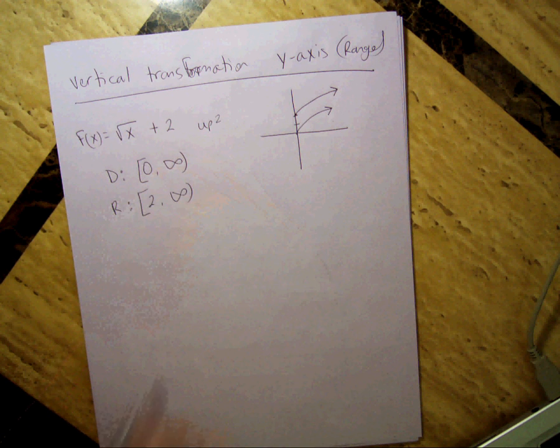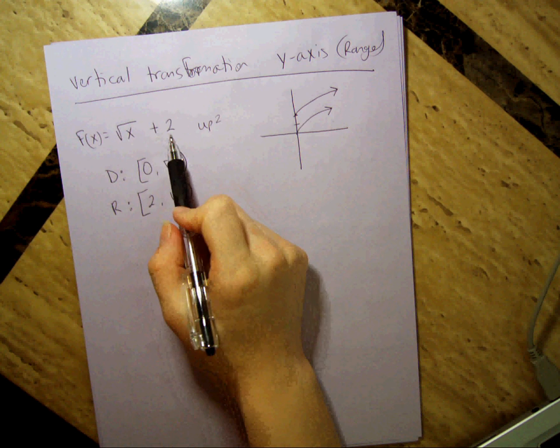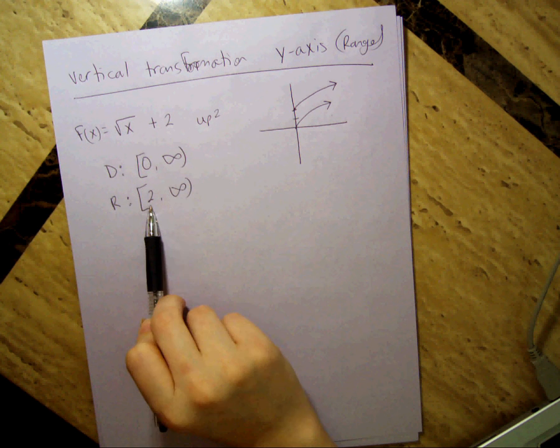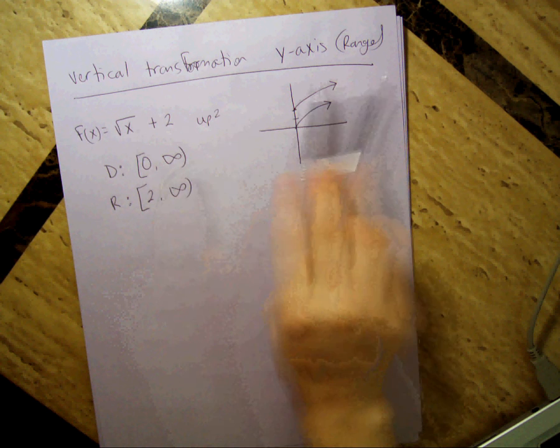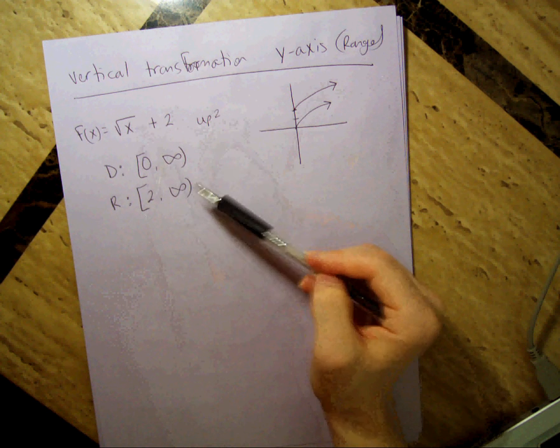Alright, and say it was minus 7 right here. Well, then I would have negative 7 to infinity. So our vertical transformations are actually really easy to fix.